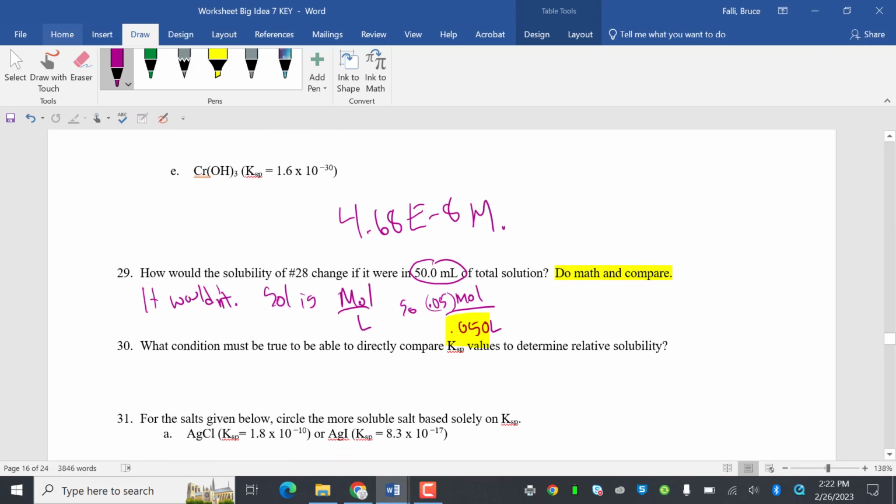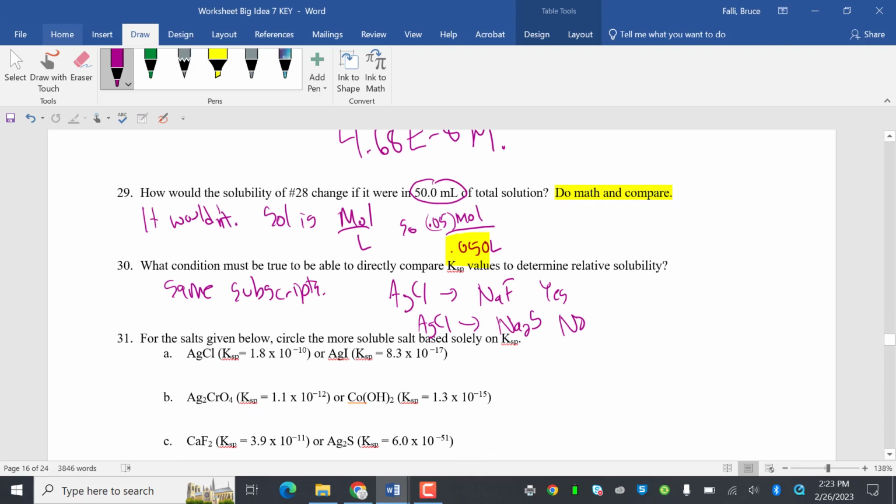What condition must be true to directly compare KSP values to determine relative solubilities? Same, whoops, I'm going to erase that and try it again. Same subscripts. So you can do a direct compare of AgCl to NaF, but you can't do a direct compare of AgCl to Na2S because this would have different X values.